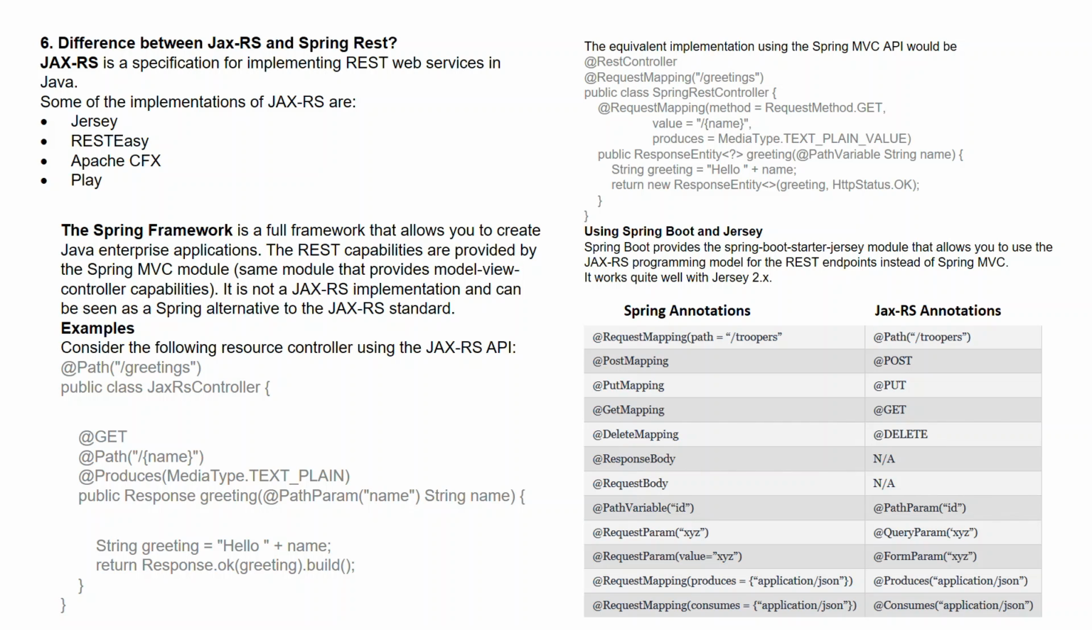The Spring framework is a full framework that allows you to create Java enterprise applications. The REST capabilities are provided by the Spring MVC module, the same module that provides model view controller capabilities. It is not a JAX-RS implementation and can be seen as a Spring alternative to the JAX-RS standard. See an example.